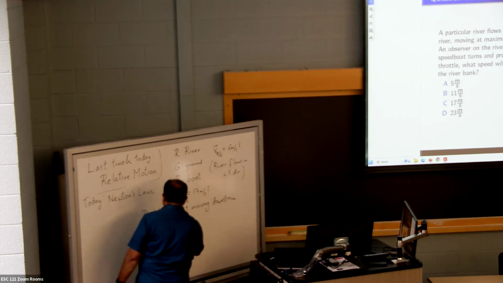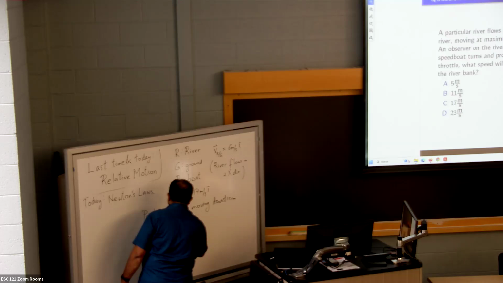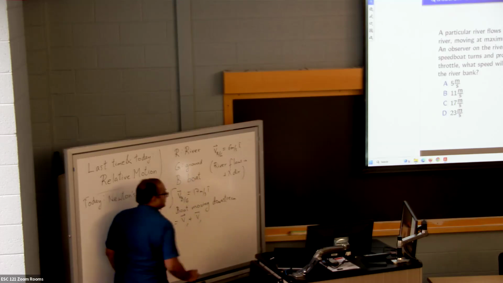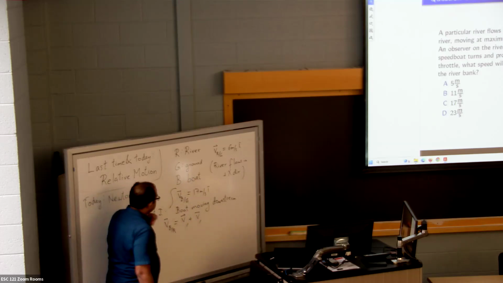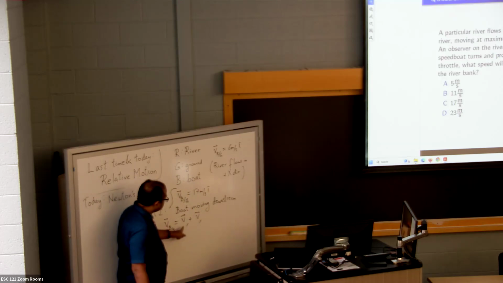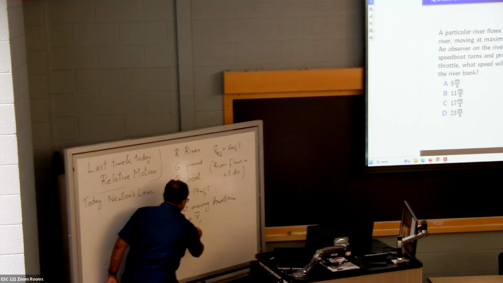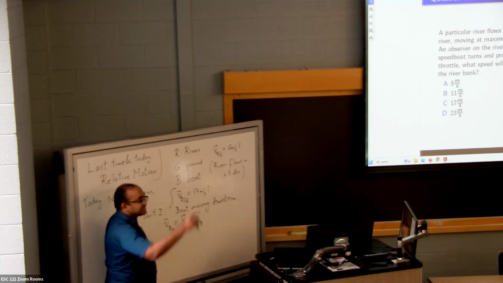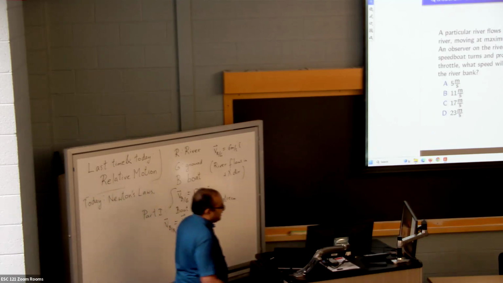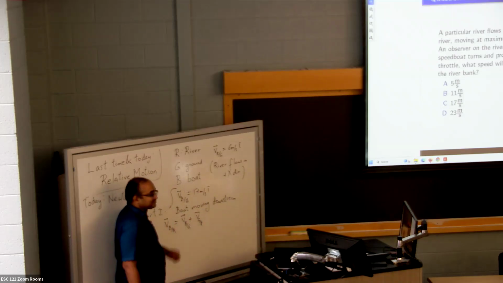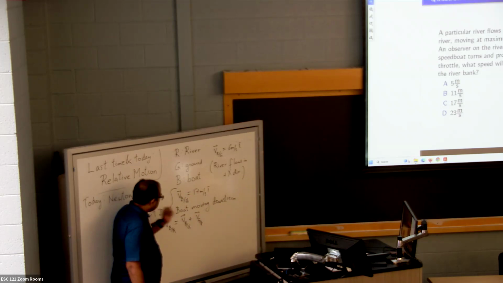And so I can say, okay, the velocity of the boat with respect to the river is going to be the sum of two other relative velocities. So just call out how I should fill out the subscripts. So this one should be B over G, right, and then G over R. Yes. Okay, so we have that.